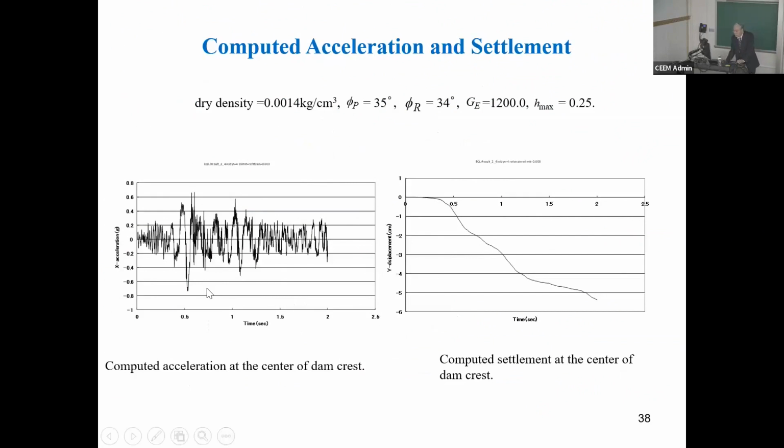Just show computed acceleration. This is a computed acceleration and computed settlement at the center of the crest. Without the shear band, 5 centimeters. Similar results are obtained.